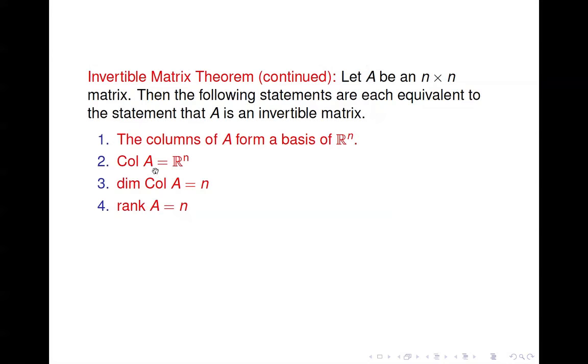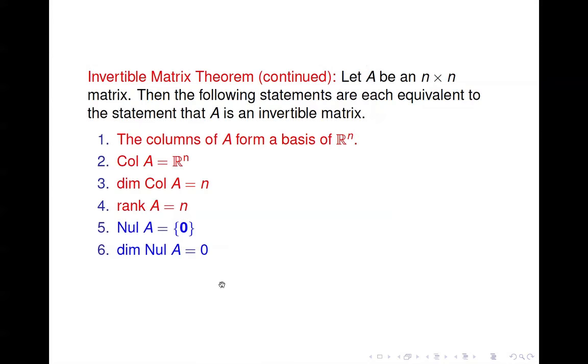The column space of A equals Rn. That means that the columns of A span Rn, which again, they can only do if there's a pivot position in every row, meaning there are n pivot positions. The dimension of the column space is n. That actually follows from number 2 here. If the column space of A equals Rn, we know that there are n vectors in a basis for Rn, so therefore the dimension of the column space is n. And the rank of A equals n, that follows from number 3, since the dimension of the column space is equal to the rank of a matrix.